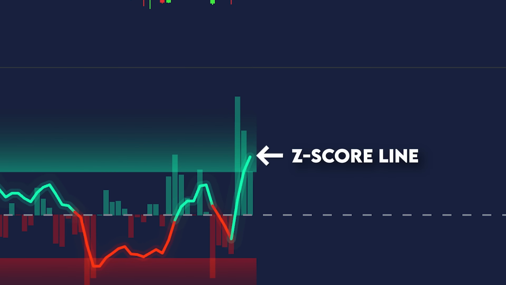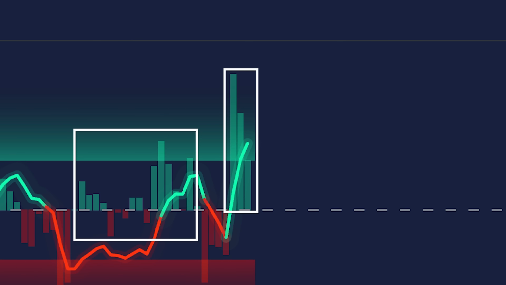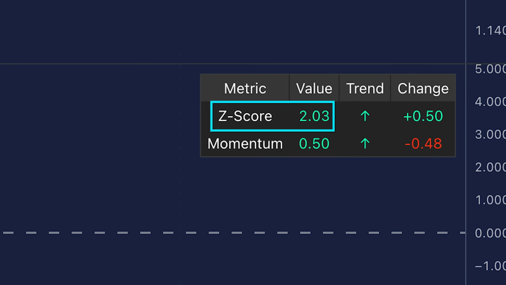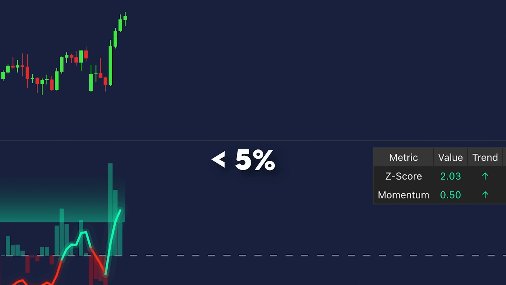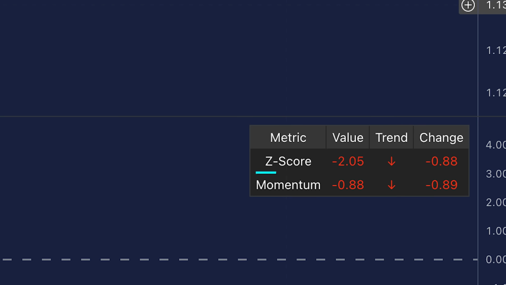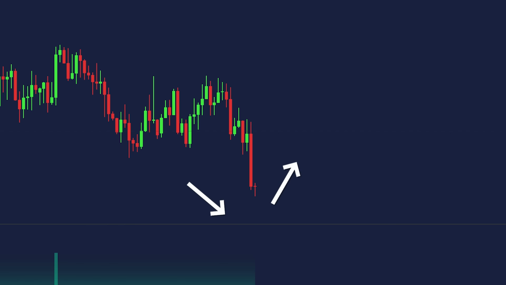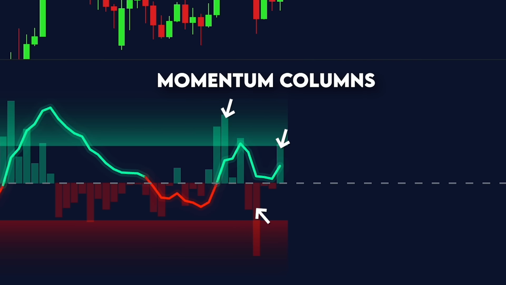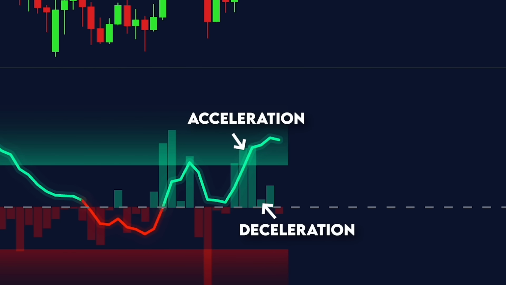First, you've got the Z-score line that shows price deviation from statistical norms, with background momentum columns showing the rate of change in these deviations. So when the Z-score reaches plus 2.0 or higher, you're looking at significant overextension that occurs less than 5% of the time. But when it drops to negative 2.0 or lower, you're seeing mathematical oversold conditions with high reversal probability. Next is the momentum columns that show you the acceleration and deceleration of statistical deviations in real time.